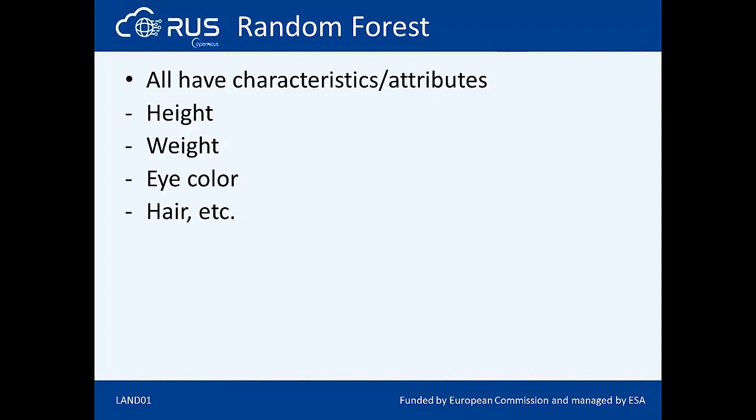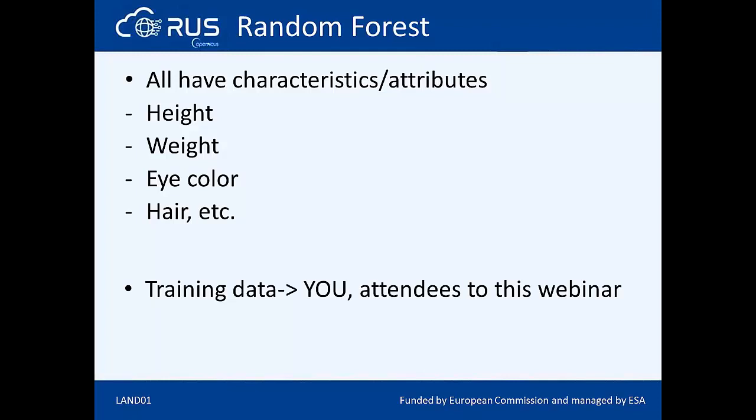So knowing that, and as always in statistics, we cannot work with the complete population directly. We need some samples, and with those samples we can build a model, and with this model we can then derive conclusions about the population, and those conclusions can be more or less accurate. You can be more confident or not, but this is how it works. So we need some samples, and what we call more often in remote sensing, training data. So the training data is going to be you, the attendees to this webinar.